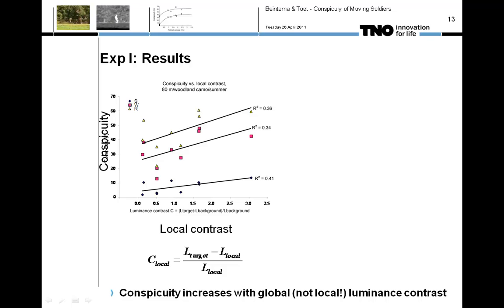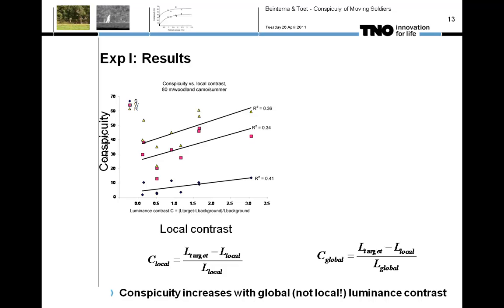Although conspicuity increases monotonically with local luminance contrast, the correlation is only weak. A possible explanation is that local contrast doesn't take into account the effect of shadows. A target may have a high local luminance contrast, but if the luminance of the target and its local background is much lower than the average scene luminance, the eye sensitivity to that contrast will still be low. It's likely that contrast sensitivity scales with the overall scene luminance.